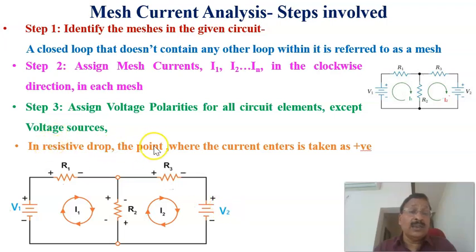In a resistive drop, the point where the current enters is taken as positive. Therefore, here plus, here minus, here plus, here minus, and on this side plus here and minus here, because I1 minus I2 is entering here, and in this case I2 minus I1 is entering here, that's why plus here and minus here. Therefore, the voltage polarities are marked.